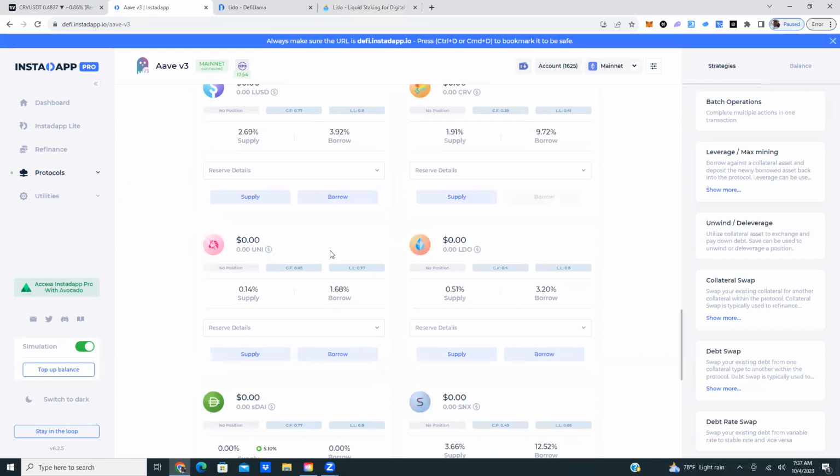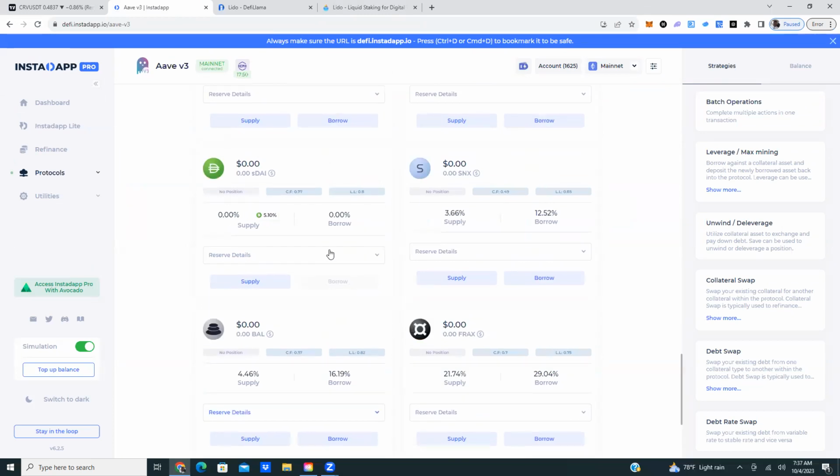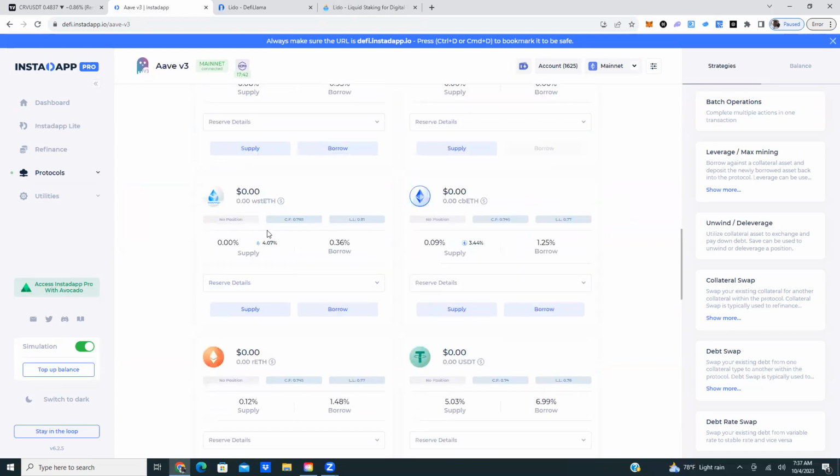Let's take a look. We getting anything for stETH? Our ETH, you're getting 0.12%. Wrapped staked Ethereum, you're not getting anything as far as interest goes, but you are getting 4.07% in different interest on Instadapp. So you can get 4.07% for that staked Ethereum, and then you'll be able to borrow against the staked Ethereum.